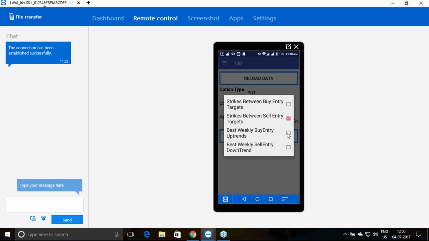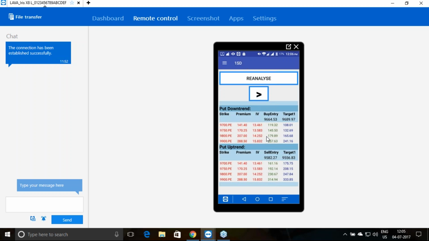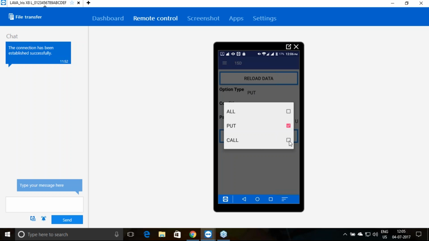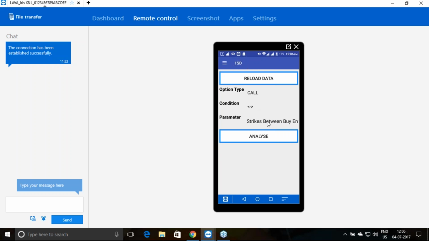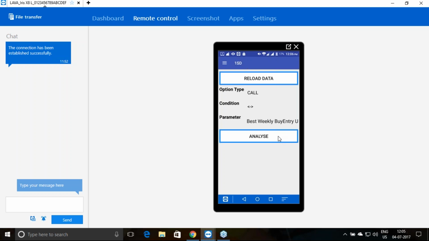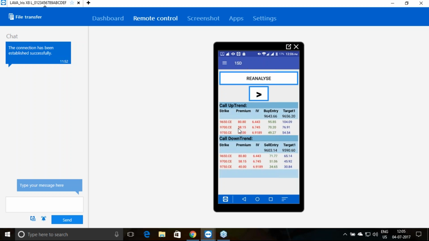Then I am going for best weekly buy entry uptrend. So here, best weekly options to buy in the uptrend. Here I can select a call, the best call options to buy for weekly in the uptrend. So best weekly buy in the uptrend. I will analyze it. These are the strikes I can buy for weekly level in case of an uptrend.